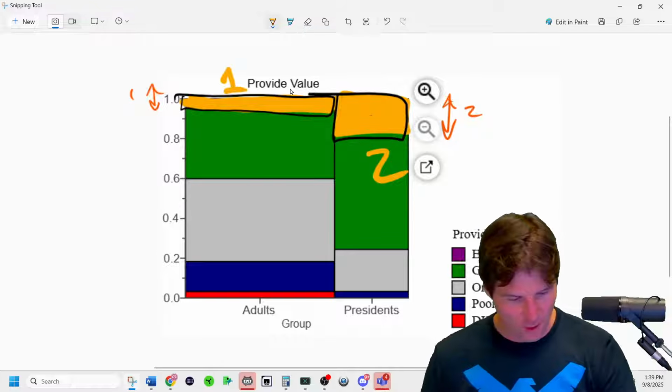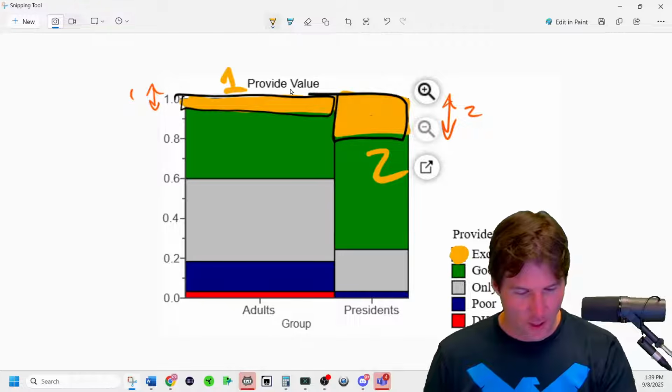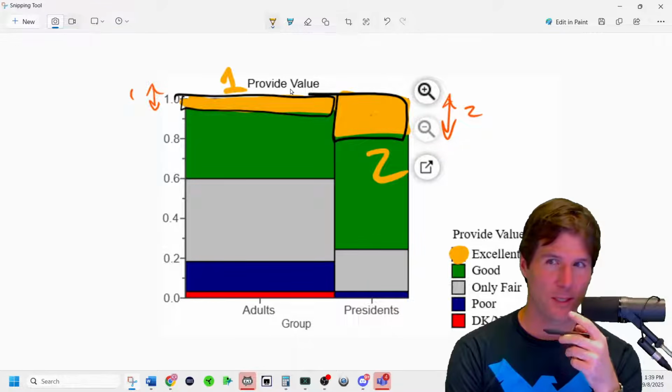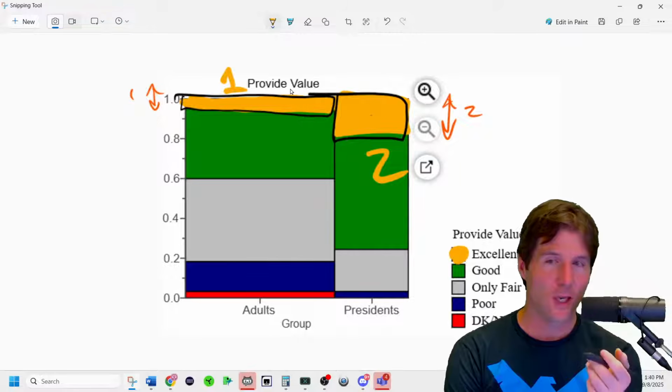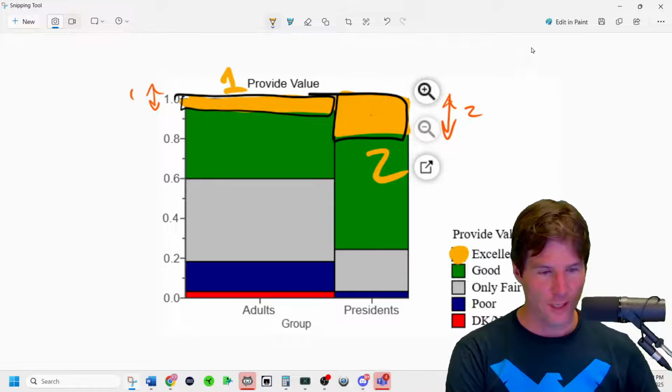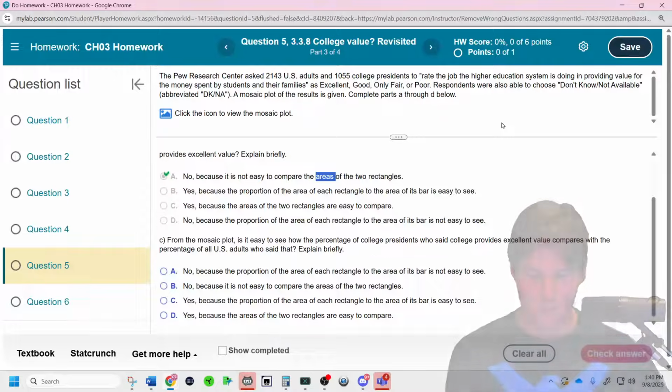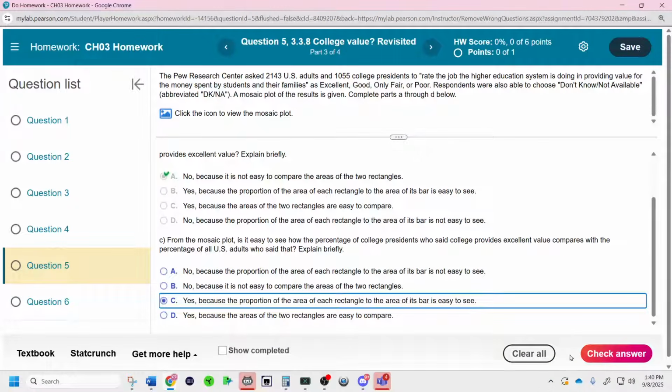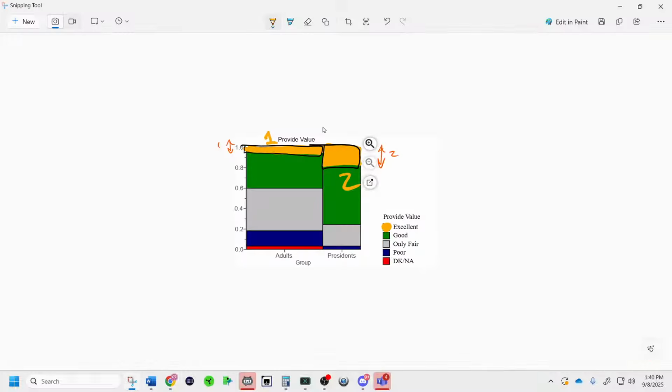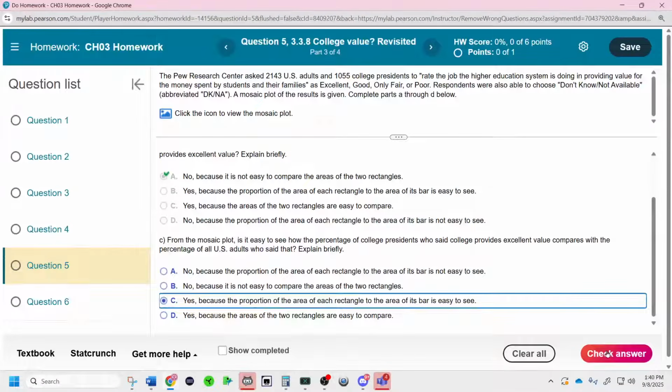I should probably change the color down here because we've changed the color. Given someone's a president, they're more likely to think it's an excellent view, versus given someone's an adult, they're less likely to have an excellent view. And that goes to proportions right here. So this is much easier to see because of the proportion of each rectangle, and when we say proportion, we're talking about in its respective group, like of the presidents, the proportion is much larger. And that should do it on this one.